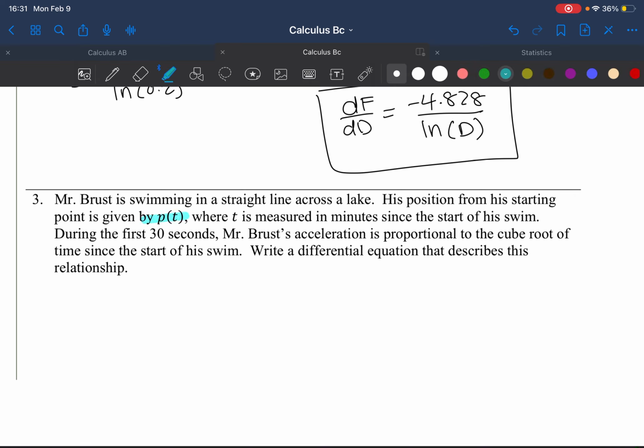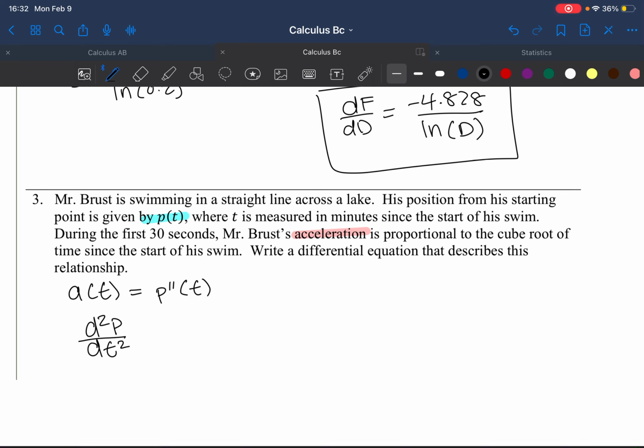So notice here it says P of t, so position function. But then it says acceleration. Well, we need to know that acceleration is the second derivative of the position function. And if we were to write this in terms of dp dt, this would be d squared p over dt squared, representing that second derivative. So that is our acceleration. So it says acceleration is, so that's equal to, then it says proportional to the cube root of time. So proportional means multiply, so K times the cube root of time. And that is going to be our differential equation.